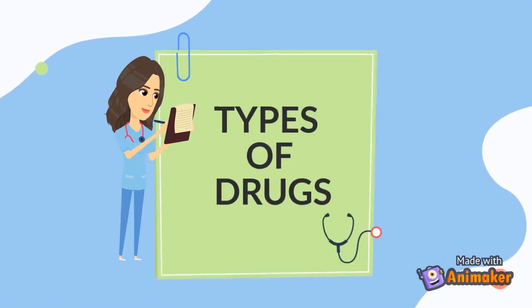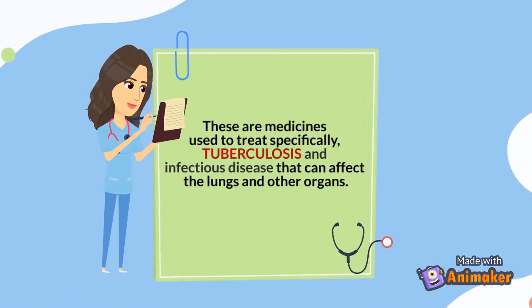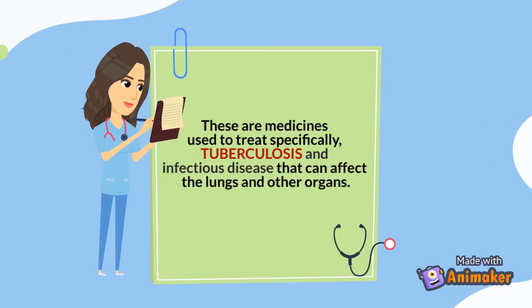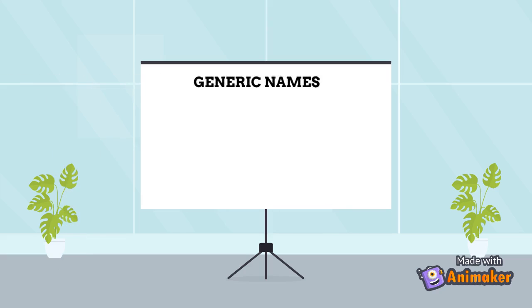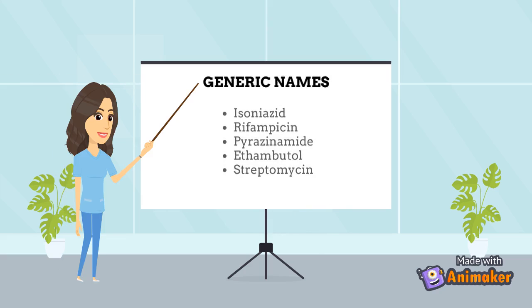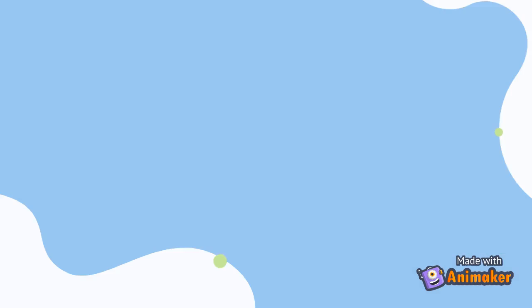So what are these types of drugs? These are medicines used to treat specifically tuberculosis, an infectious disease that can affect the lungs and other organs. What exactly are these anti-tuberculosis drugs? So we have 5 generic names, which are isoniazid, rifampicin, pyrazinamide, ethambutol, and streptomycin.